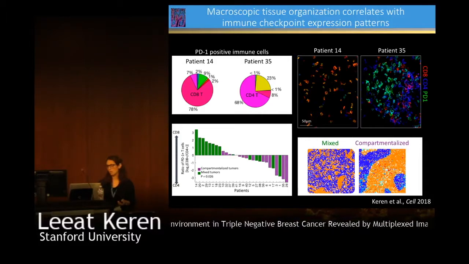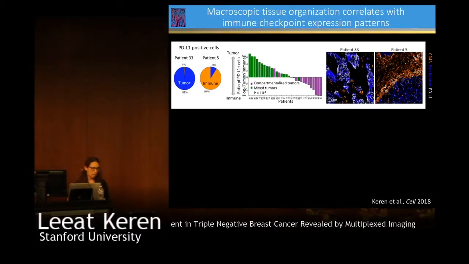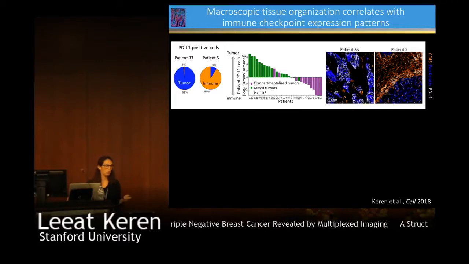And the same goes when we look at PD-L1 expression on tumor cells versus immune cells. You see this very nice correlation between PD-L1 expression on tumor versus immune and the architecture of the tumor, and the same goes for IDO expression.